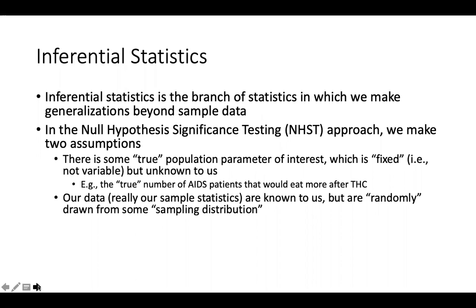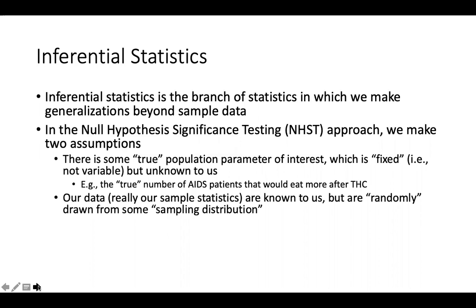Basically, what this approach does is it says, okay, out there in the world, there is some true population parameter of interest, which we believe is fixed. So it's a single number, it's out there. We just don't know what it is. So for example, in the sign test, that parameter was the proportion of AIDS patients that would eat more after THC, but we could think of that as the true efficacy of our intervention.